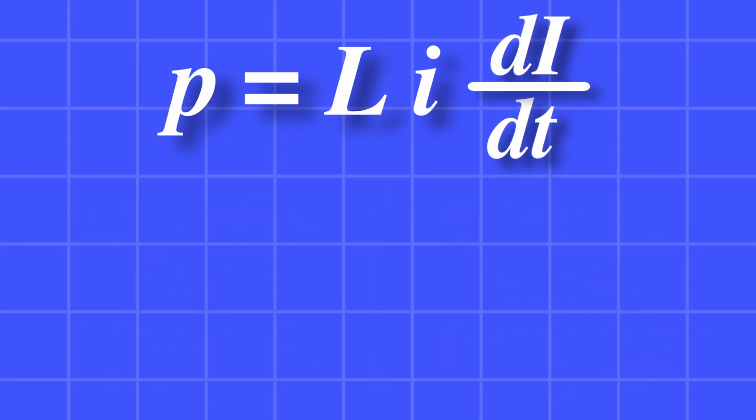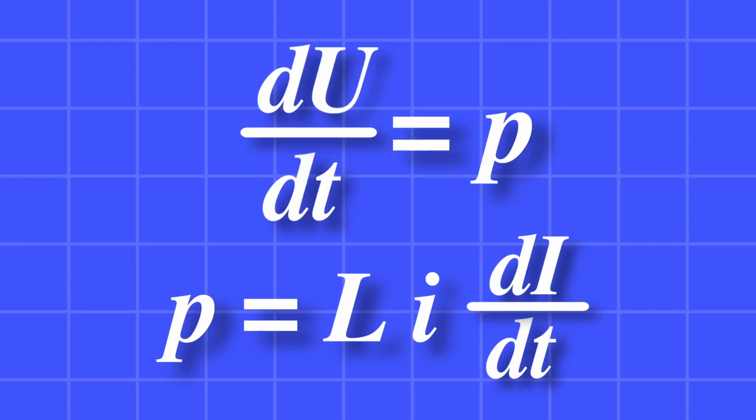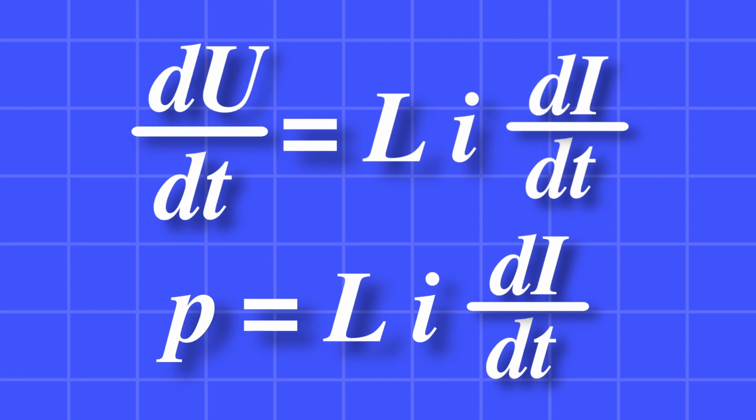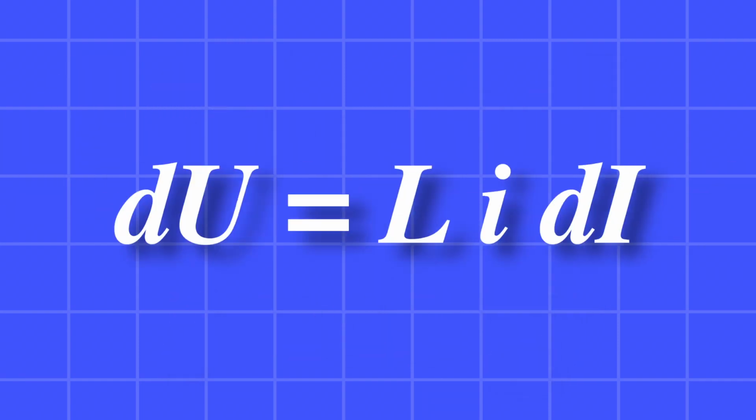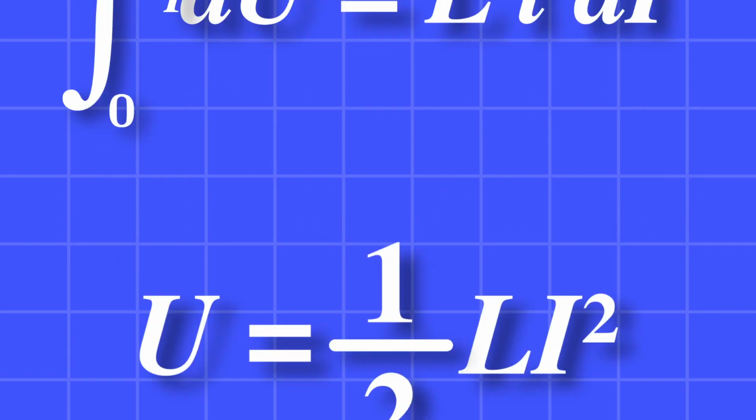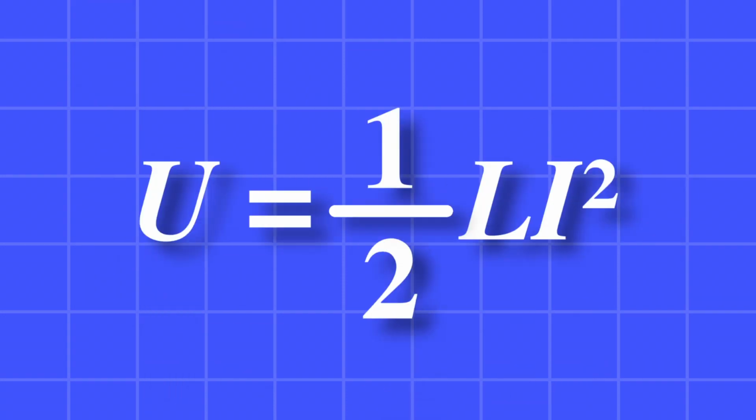Let's turn that into stored energy. Start with dU by dt equals power. Substitute to get dU equals L times I times dI. Integrate from 0 to I, and you get energy equals 1/2 LI², the energy stored in the magnetic field at current I.